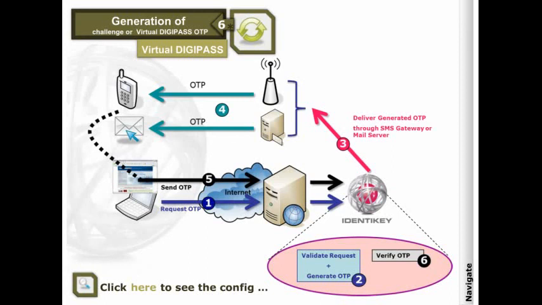A virtual DigiPass allows you to request a one-time password via text message on your mobile phone or email. Step 1. The user requests an OTP on the login. Step 2. Request is validated. Step 3. The OTP will be delivered using the MDC. Step 4. The user receives a text message on their mobile phone or an email containing their OTP. Step 5. User logs in using their OTP. Step 6. OTP is validated.